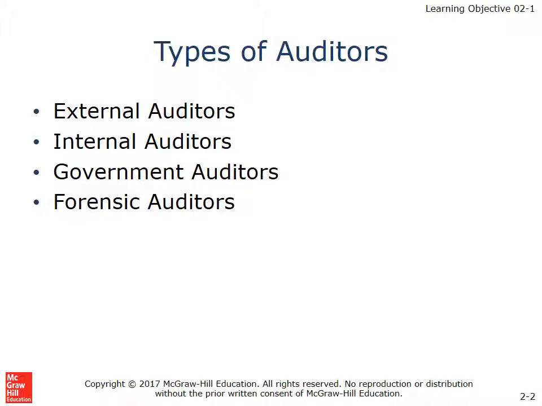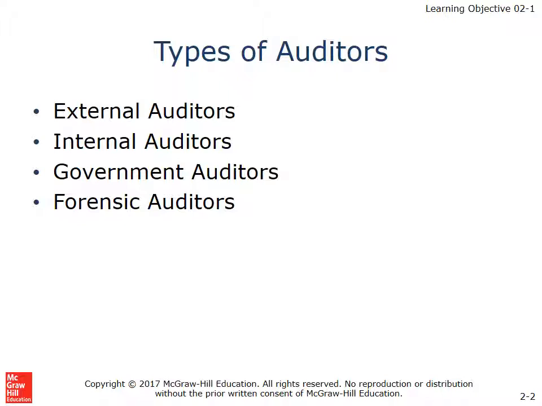So let's start with types of auditors. First of all, your external auditors are your certified public accountants who are independent of their audit clients and provide an opinion on the financial statements of the company. It is only certified public accountants who have the authority to provide an opinion on a company's financial statements, and they have to be independent. So that is your external auditor, CPA firms.